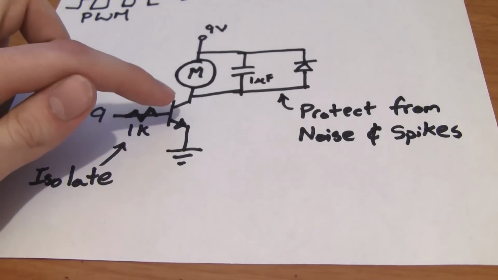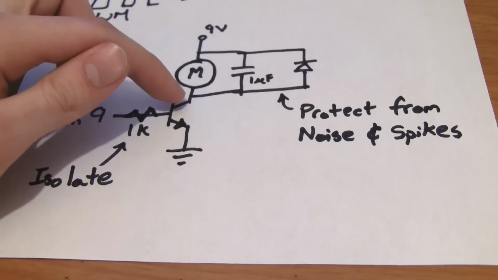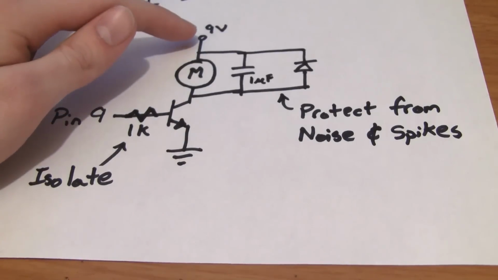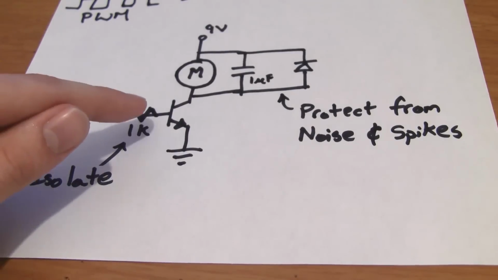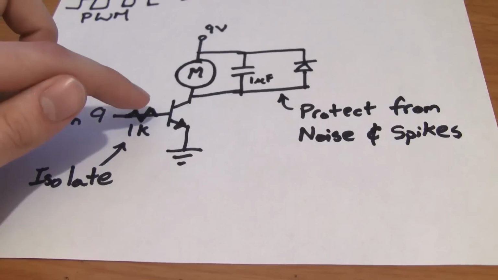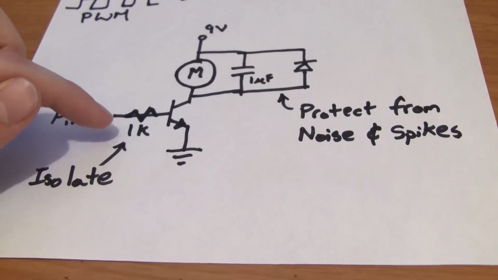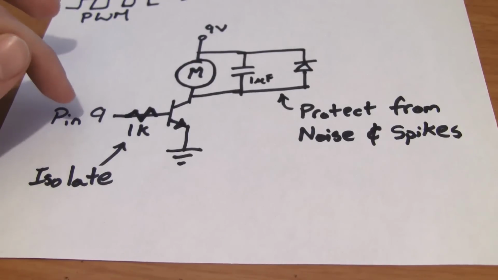Here we can see our NPN transistor again. We have a motor connected between the collector of the NPN transistor and 9 volts. On the base, we have a 1K resistor connected from the base of the transistor to pin 9 of the Arduino, which is capable of PWM control. Pin 9 will send pulse width modulated signals through the 1K resistor to the base. We put in a 1K resistor here to isolate it from the 9 volt signal, just in case something shorts out, so we don't have to worry about it breaking the Arduino.